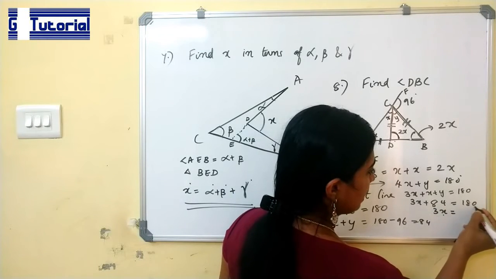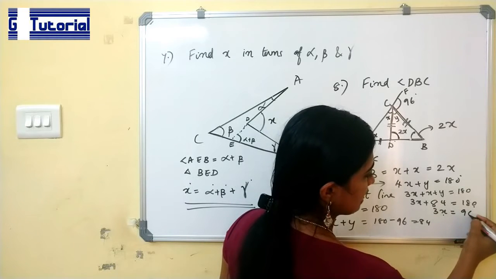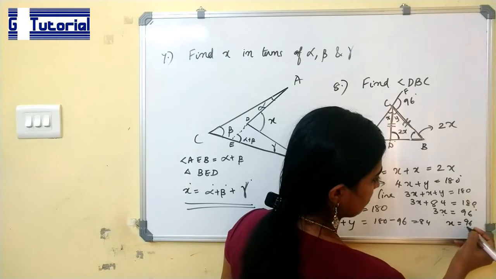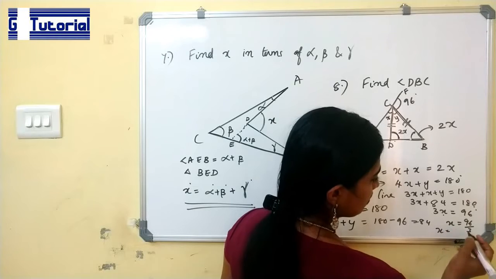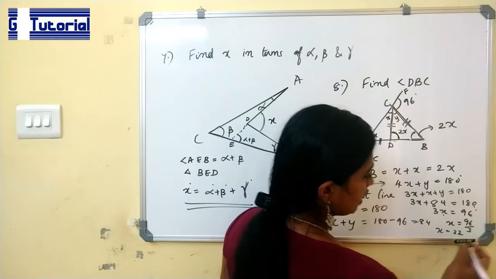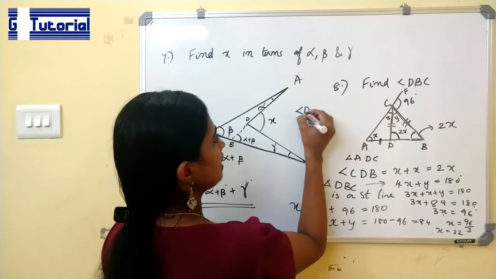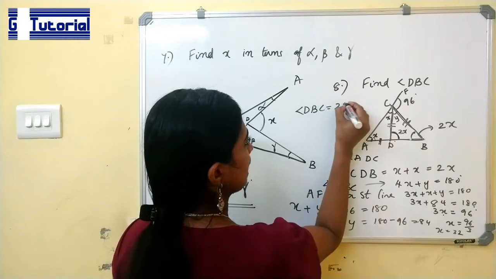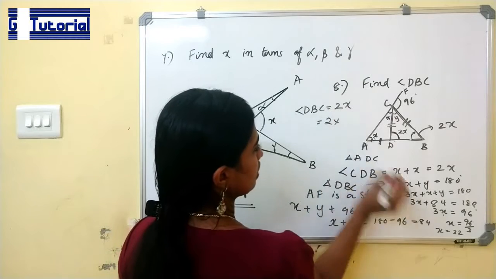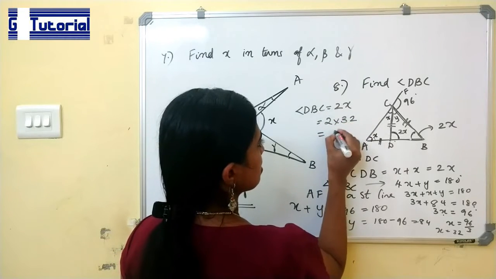3x is equal to 180 minus 84, that is 96 degrees. So x is equal to 96 by 3, which is 32 degrees. What is asked is angle DBC. Angle DBC is 2 times x. So 2 into 32, which is 64 degrees.